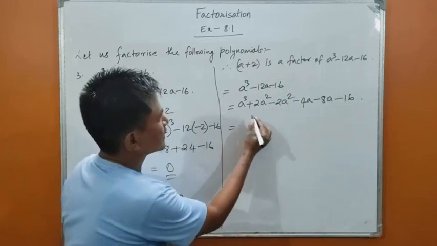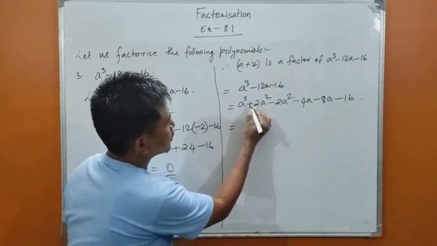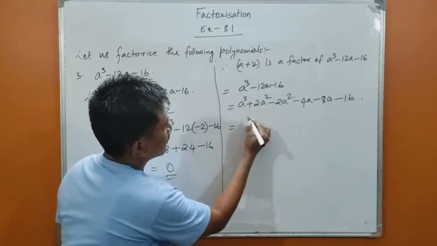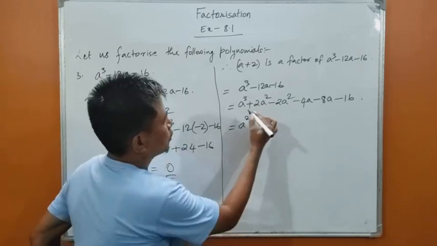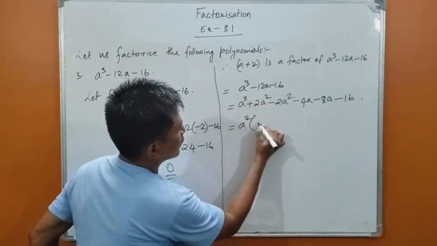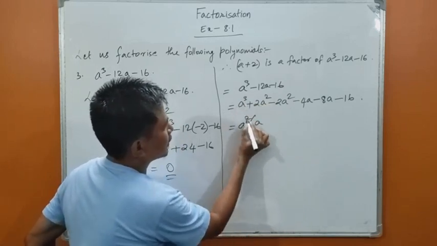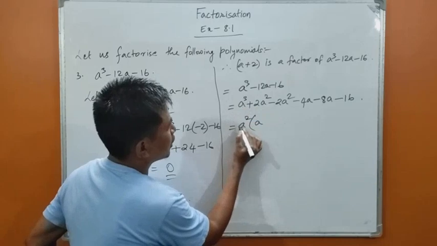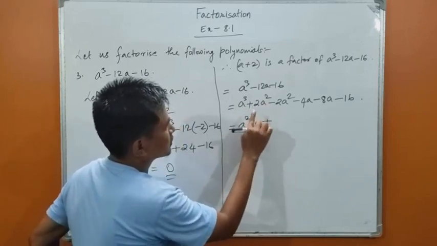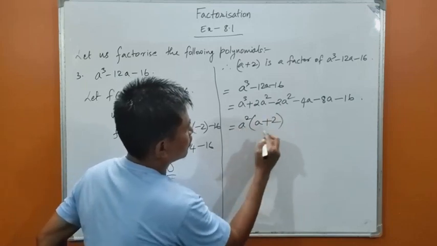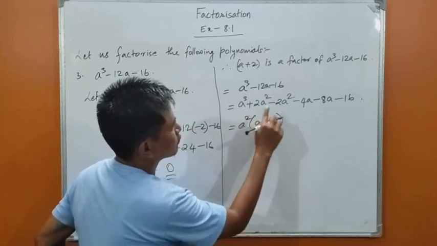Okay. Now let us take a square common from these two. A square is taken common outside. So there is a cube. So a square into a becomes a cube. Plus into plus is plus. A square into 2 is 2a square.